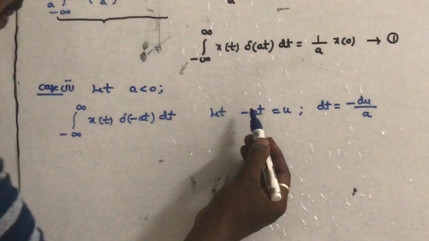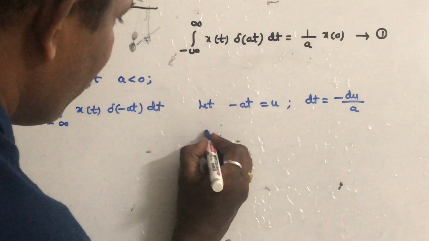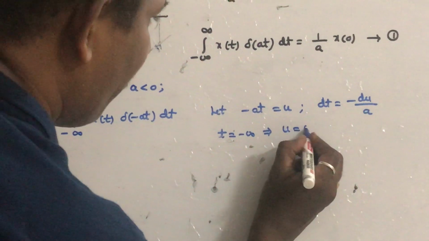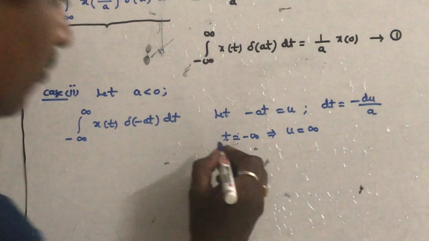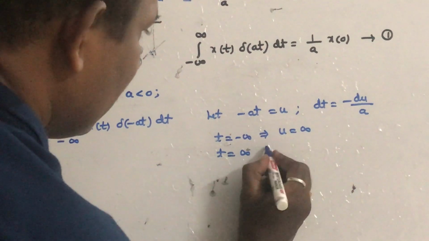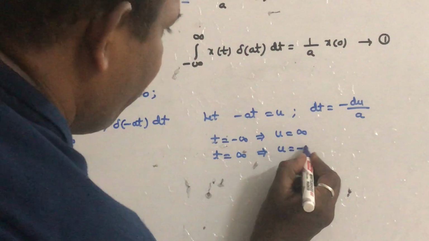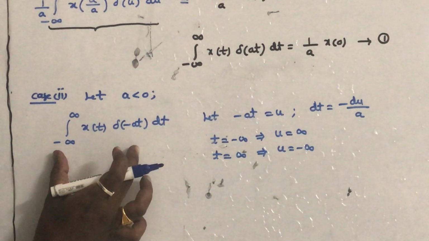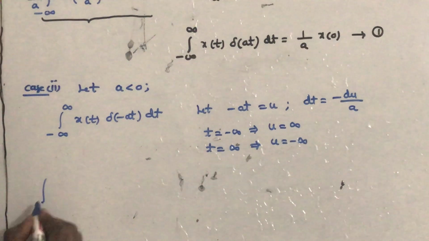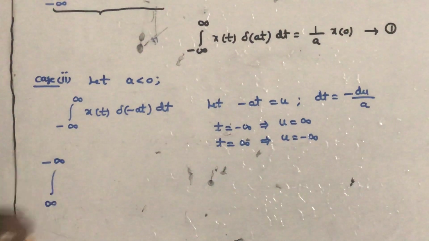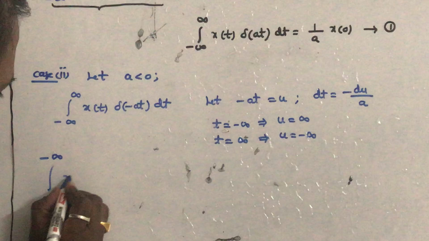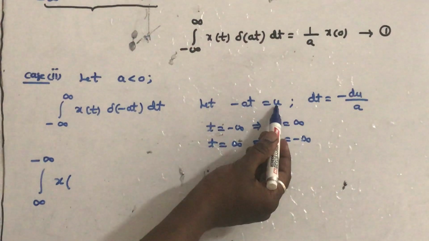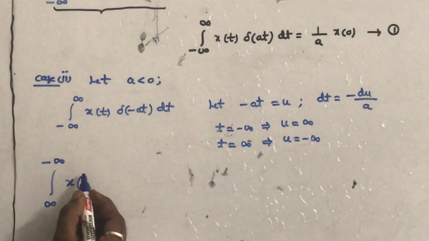If you substitute the limits, t is equal to minus infinity, which implies limit u will become infinity. If you substitute t is equal to infinity, the limit u will become minus infinity. That means you change the limits, make all the substitutions in this integral. So therefore integral infinity to minus infinity x of, t is replaced by minus u by a.